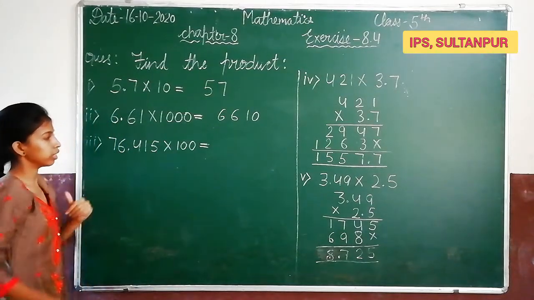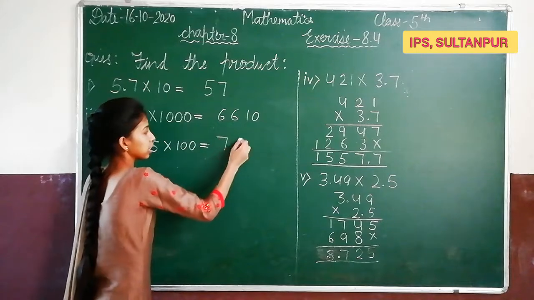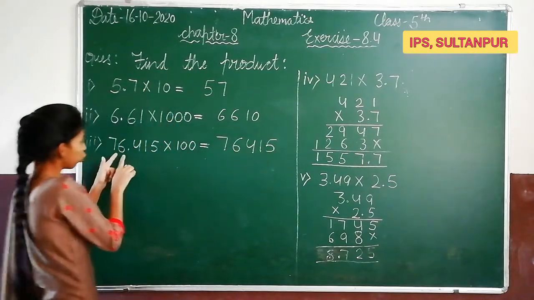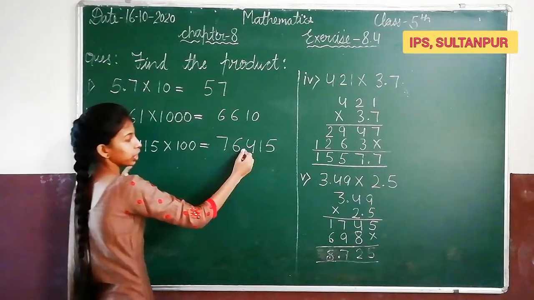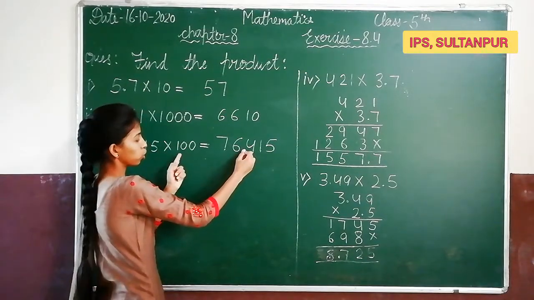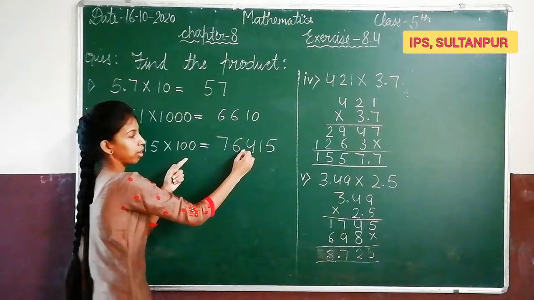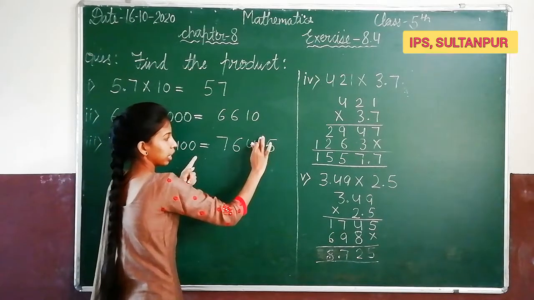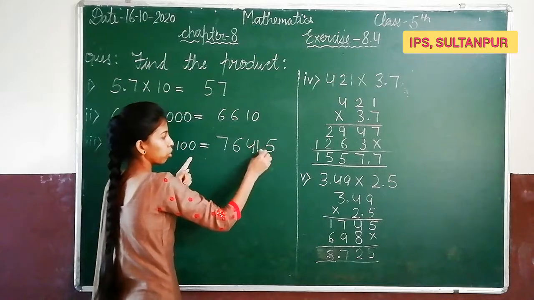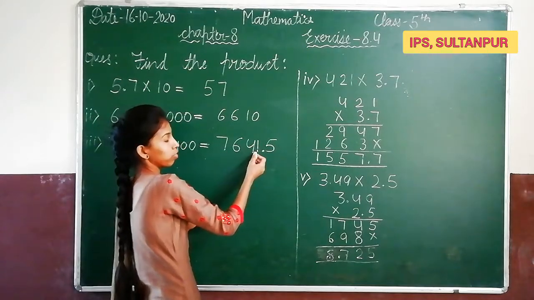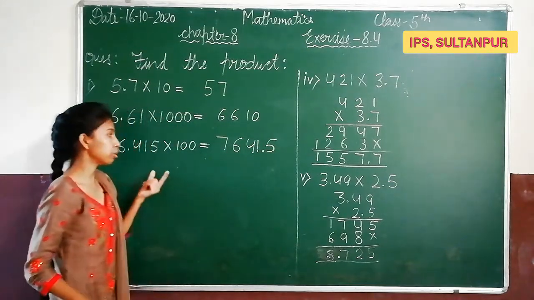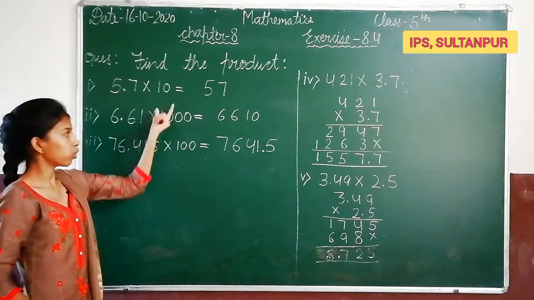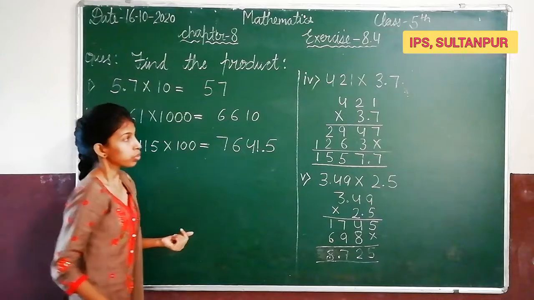76.415 multiplied by 100. We will write this number as it is, 76415. The decimal was after 6, and the number of zeros is 2, so we will shift this decimal after 2 digits, 1, 2, so the decimal will come here. So the answer will be 7641.5. So the decimal will shift in the case of 10 or a multiple of 10 according to the number of zeros.